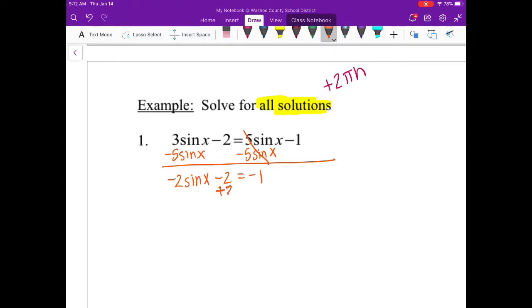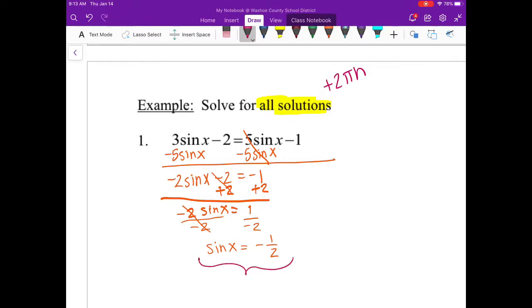Then I'll add the 2 over, which gives me negative 2 sine of x equals positive 1. And I'm going to divide by negative 2. So sine of x equals negative 1/2. So this is not your final answer yet. This essentially gets me to my answer. You need to think about where in the unit circle sine is equal to negative 1/2. Okay? Your final answer is going to be written as x equals.